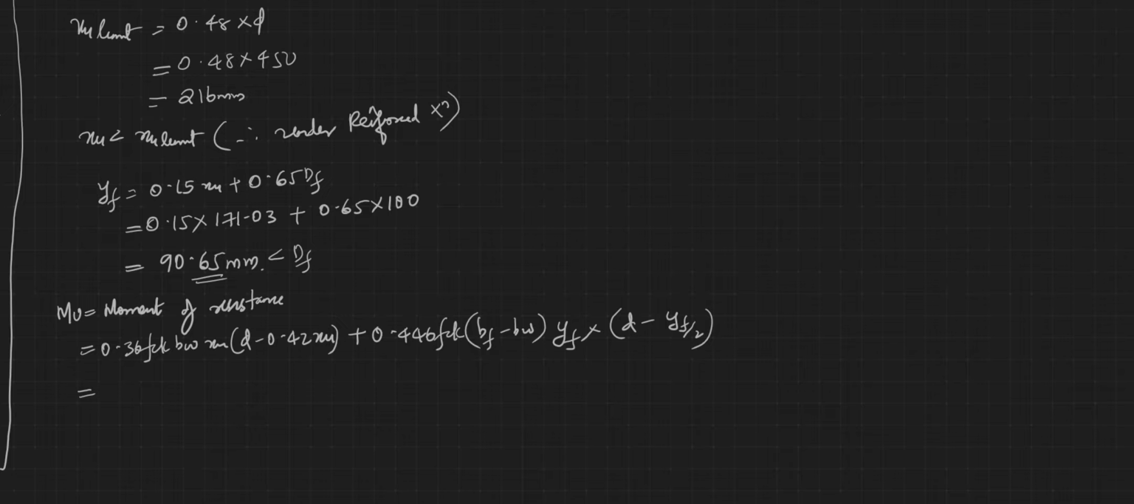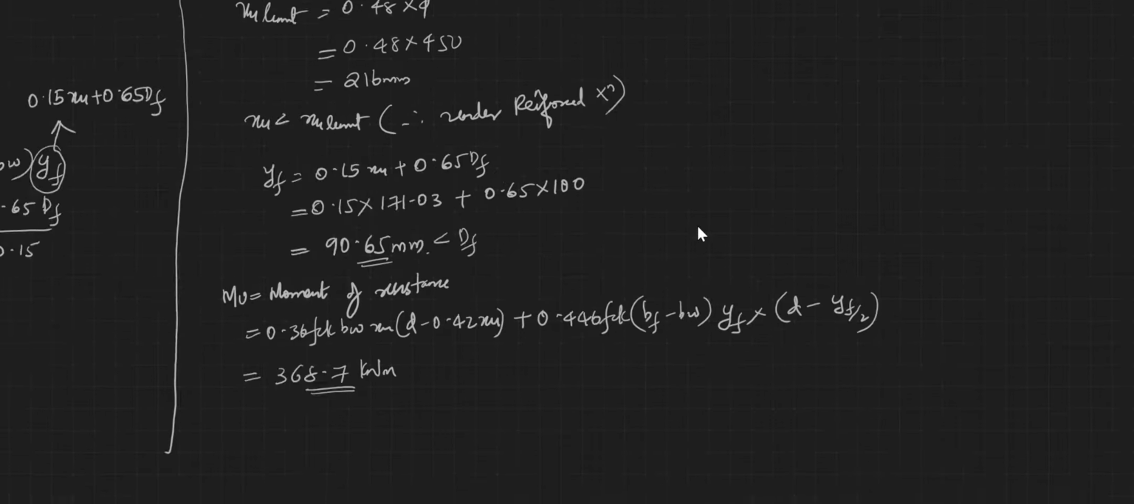It's okay. So substituting these values for the moment of resistance, you will get Mu is equal to 0.36 FCK BW XU into (D minus 0.42 XU) plus 0.446 FCK (BF minus BW) into YF into (D minus YF by 2). You will get this value as 368.77 kilonewton meter. So this is the moment of resistance of this section.